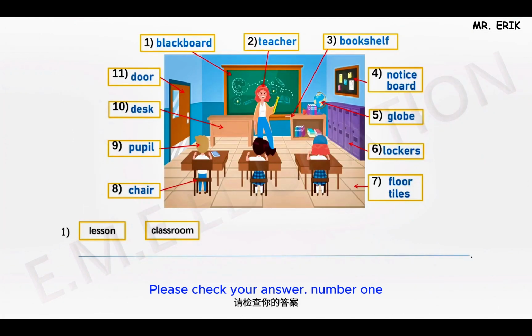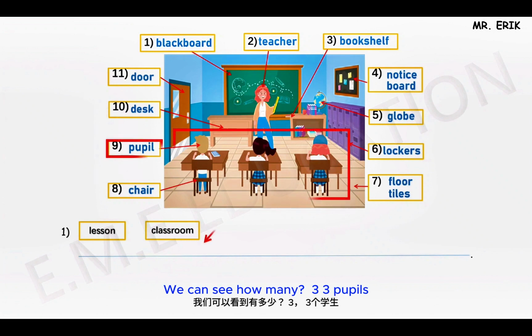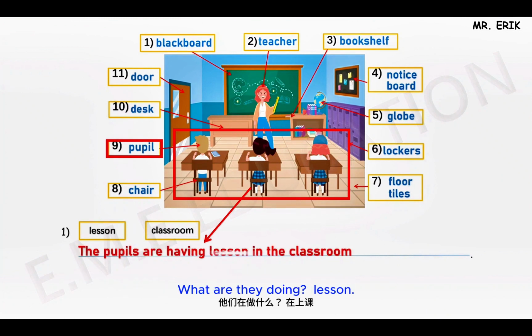Number 1, we can see how many? 3 pupils. What are they doing? Lesson. They are having lesson. Where are they? In the classroom. So we're going to say the pupils, or you can say 3 pupils are having lesson in the classroom.